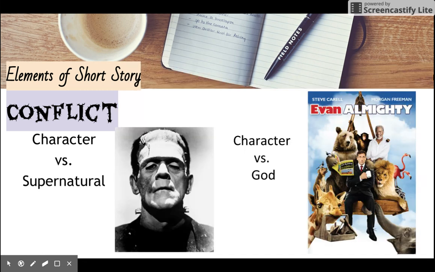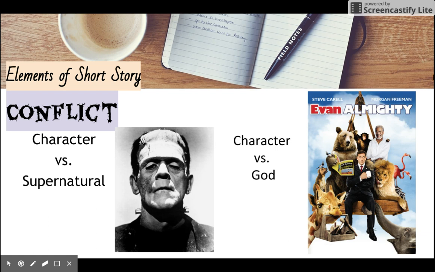The final 2 we take a look at are character versus the supernatural. So Frankenstein is a good example where Dr. Frankenstein creates a monster. Okay, it's not a real being, it is supernatural, and that creates the conflict in the story. How is he going to get him back? What's he going to do to the world?